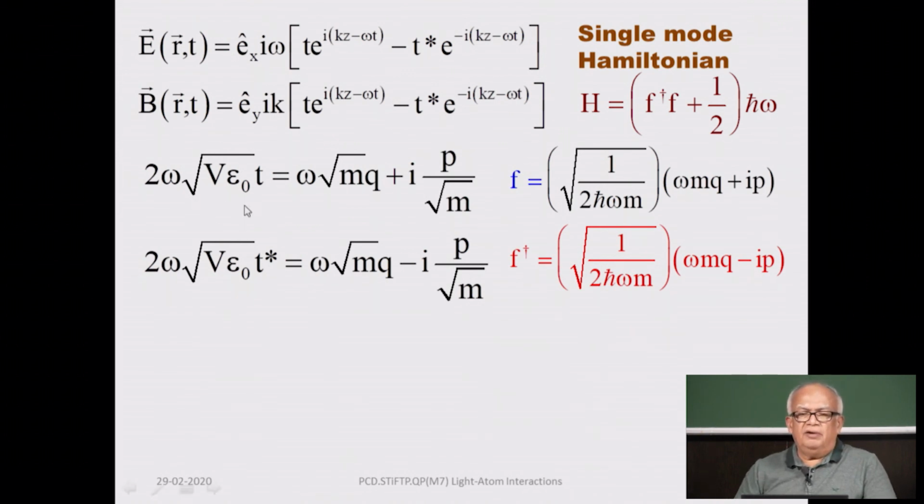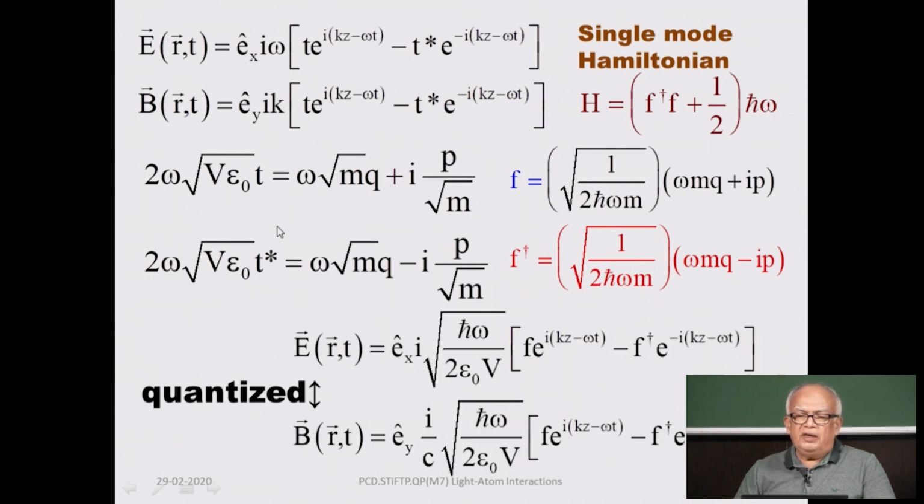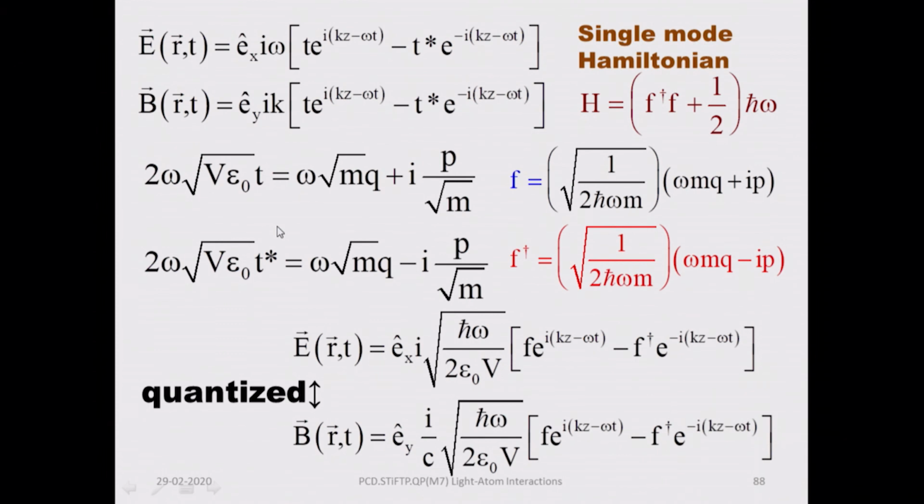We earlier wrote T and T star in terms of Q and P. You have F and F dagger also in terms of Q and P. So, you can now write T and T star in terms of F and F dagger, and once you do that, you can write the E and B in terms of F and F dagger. So, now you have achieved quantization of the electromagnetic field. The electric field and the magnetic field are written in terms of the second quantized creation and destruction operators.